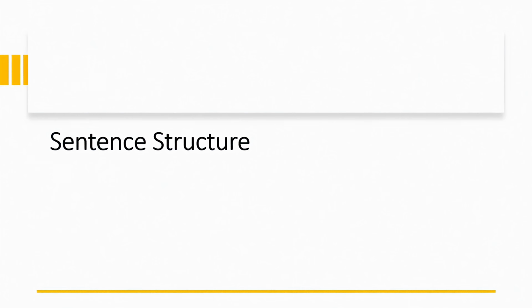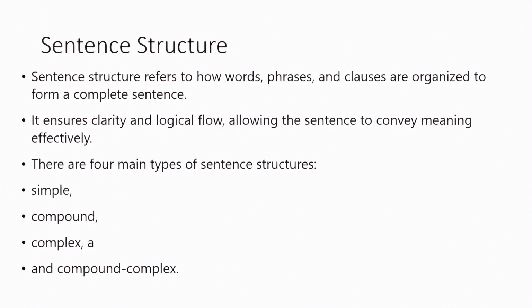Assalamu alaikum. Welcome back. In this video, we are going to talk about sentence structure, types of the structure of sentences and key elements of sentence structure. Sentence structure refers to how words, phrases, and clauses are organized to form a complete sentence. It ensures clarity and logical flow, allowing the sentence to convey meaning effectively. There are four main types of sentence structure: simple, compound, complex, and compound complex.